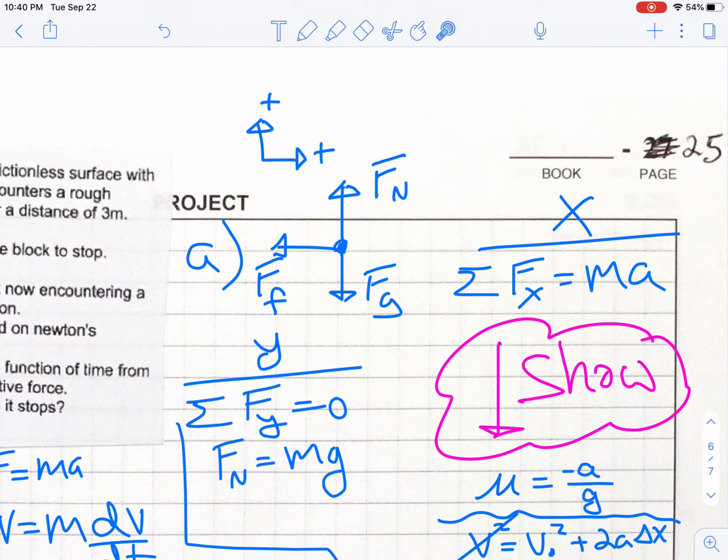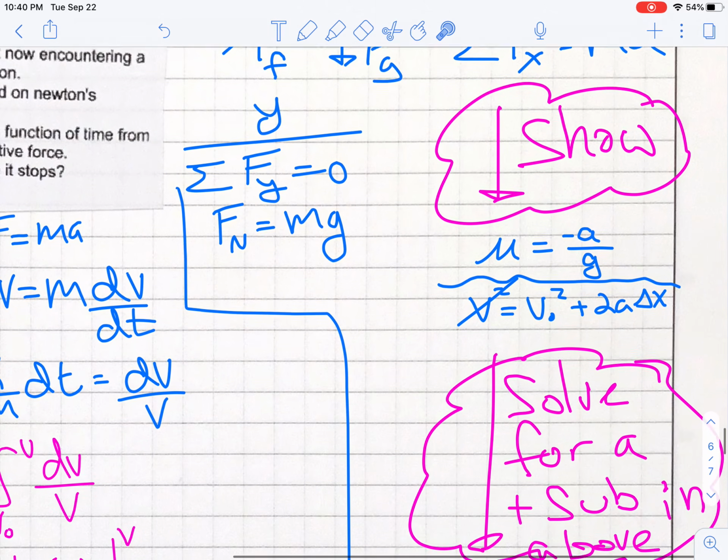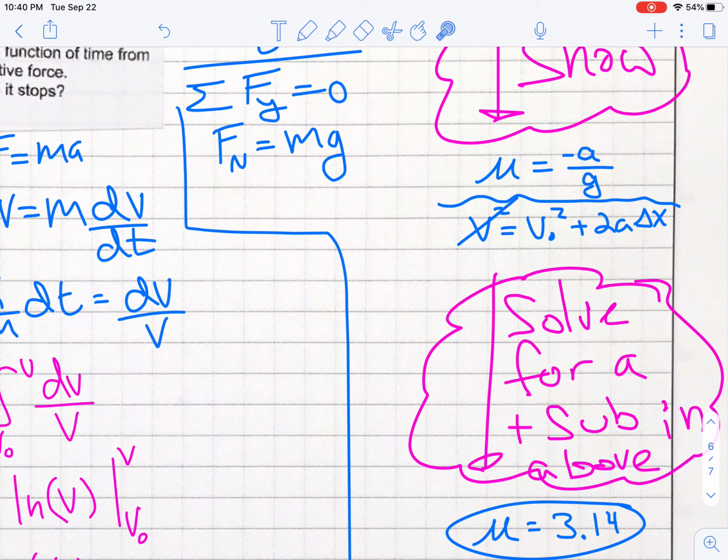You can, on your own, show that when you plug this in and work it out, you get a value for mu that is minus a over g. What you will then also have to do is use kinematics to find the acceleration in another form. Take what you get from the acceleration here, plug it in up here, and then you will get a value for mu, which I found to be 3.14. Hopefully I didn't make a mistake with my calculations. You should actually be pushing the buttons on your calculator to double check this sort of thing.